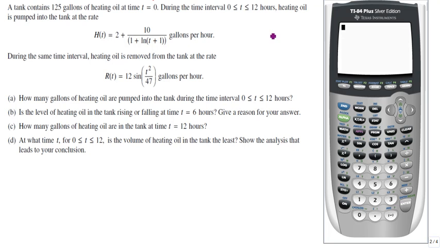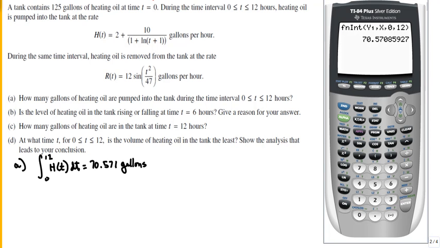So I'm going to go out to the home screen and do math, option number 9, which is fnint, vars, y-vars, function y1, comma x, and comma 0 to 12. That gives me 70.571 gallons.